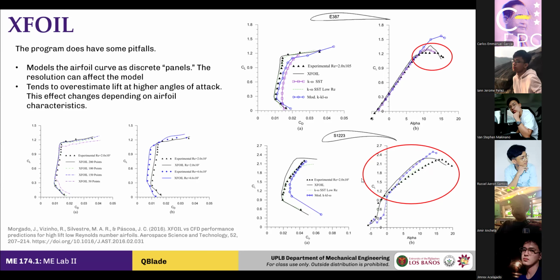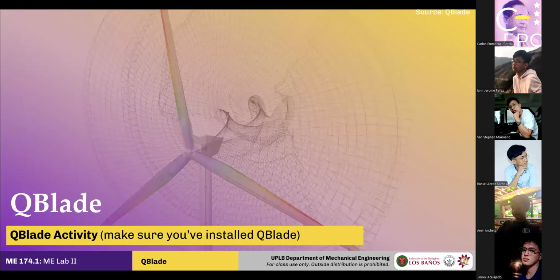Makita mo na sa CL over CD, medyo malala. Nag-delaminate na siya after CL of 1. Nag-overestimate siya ng pressure sa airfoil essentially. Kaya medyo naging weird yung plot. So yeah, even though ganun siya, yung attractiveness niya as a low-cost computational method is still very high actually.